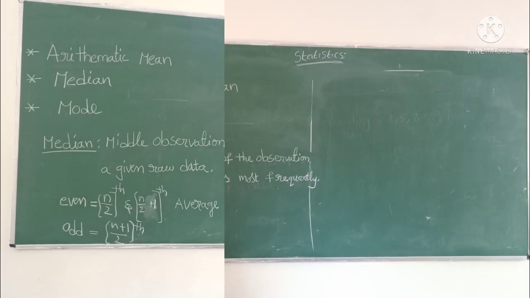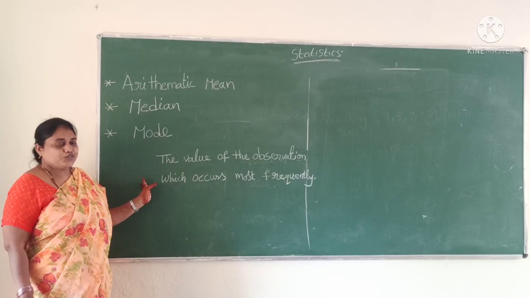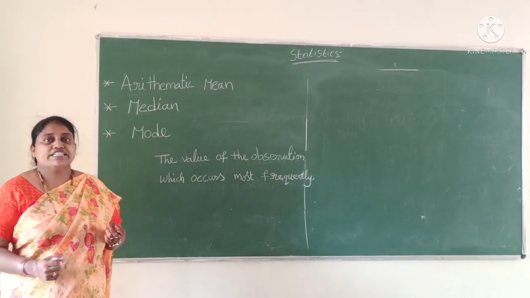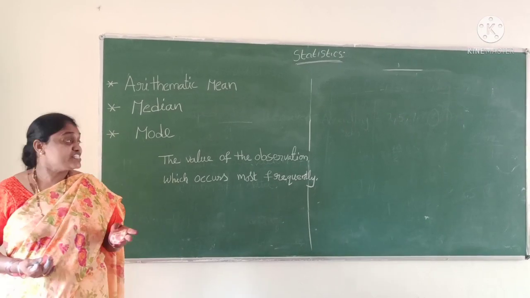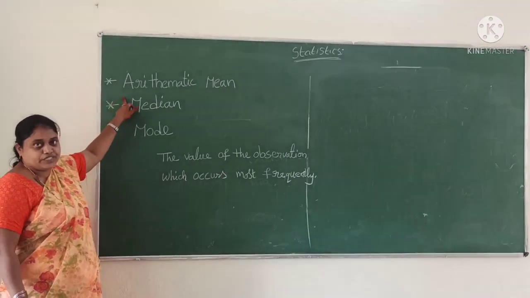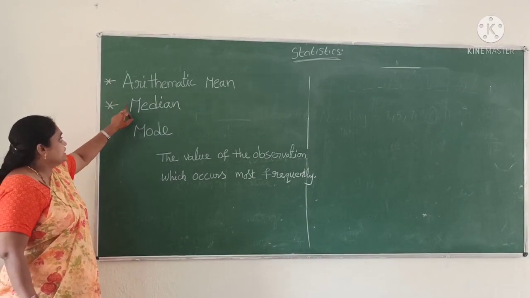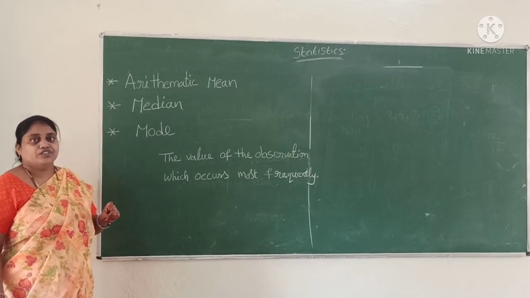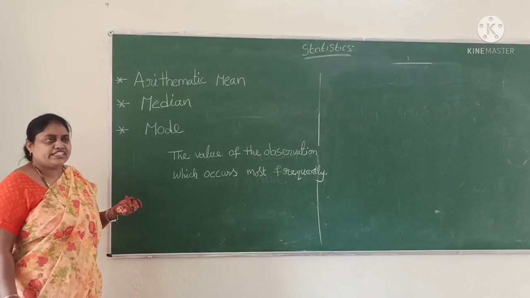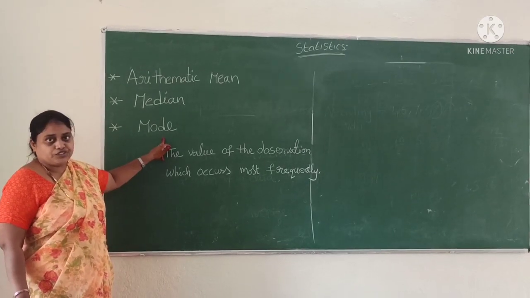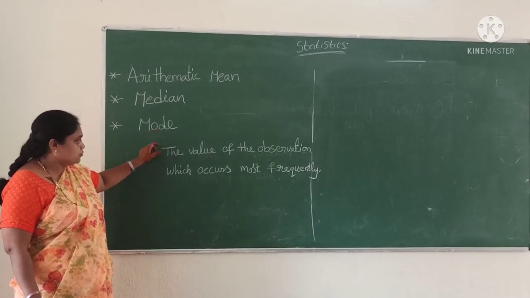Okay children, understand? Okay students, now the third method to calculate the measures of central tendency, that is mode. First one is arithmetic mean, already we learned. Second one is median and the third one is mode. In previous classes we learned about mode. Now what is the definition of mode?